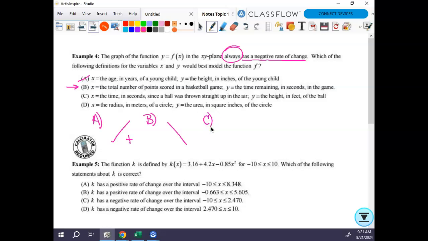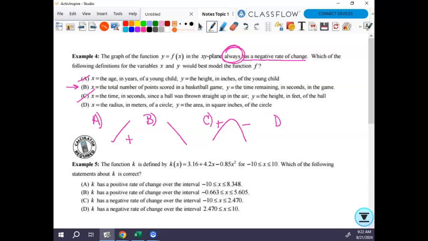C, we have the time in seconds since a ball was thrown straight up in the air versus the height in feet of the ball. So when I throw the ball up, as time goes on, the ball is going to go up in the air. Is it going to stay up there? No, then it's going to come down, right? So I actually have a positive rate of change and a negative rate of change here, but this says always negative. So do you like C? Nope.